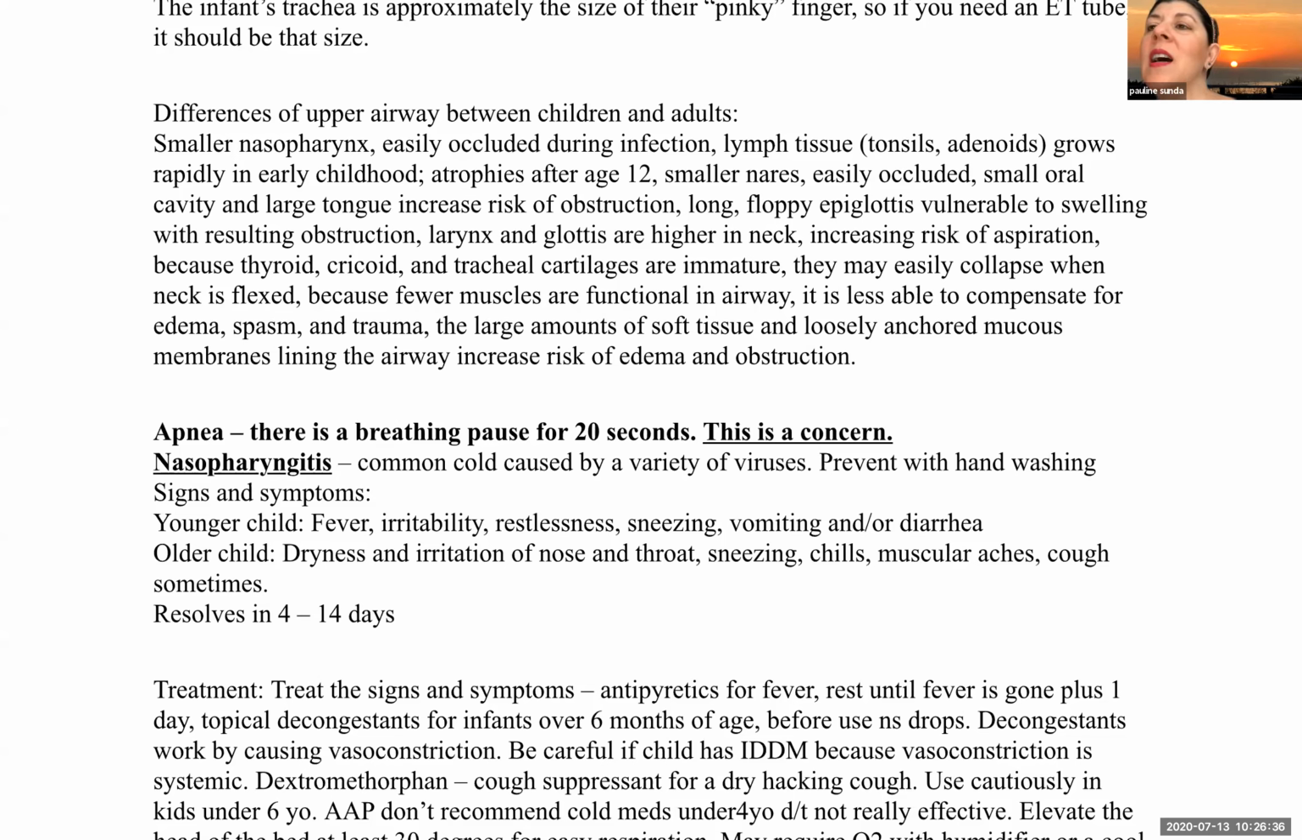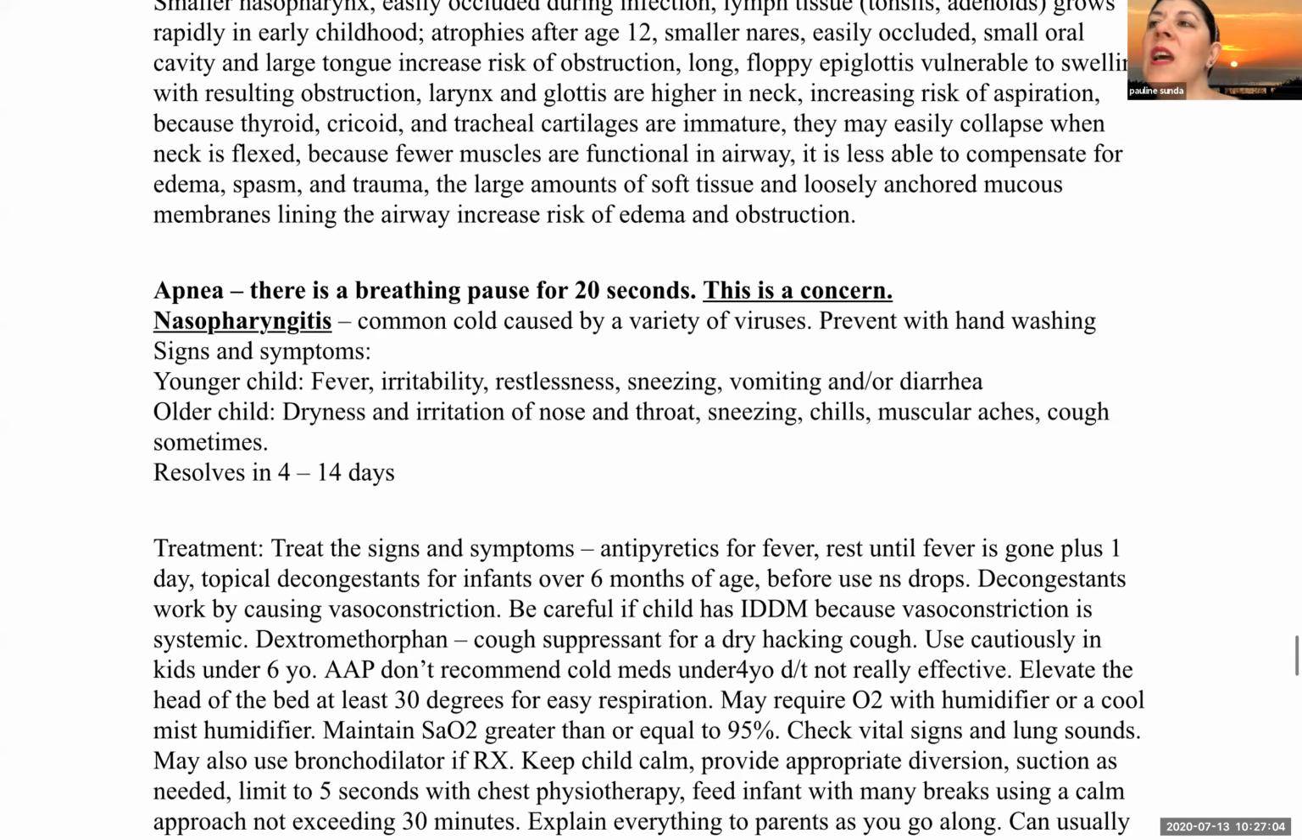Just know that the tracheal cartilage is immature. They may easily collapse when the neck is flexed. Because they have fewer muscles that are functional in the airway, it's less able to compensate for edema, spasms, and trauma. They also have large amounts of soft tissue and loosely anchored mucous membranes lining the airways, and this can increase risk for edema and obstruction. They also have a small oral cavity and a large tongue, and this can increase risk for obstruction as well.